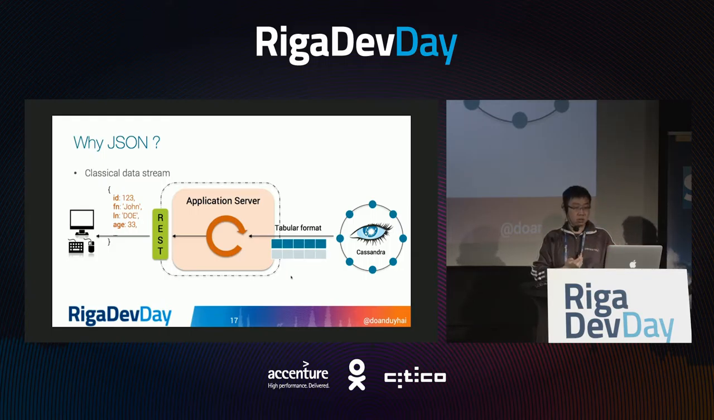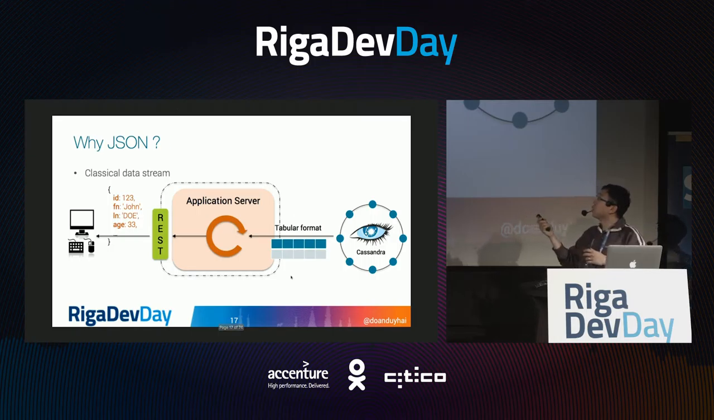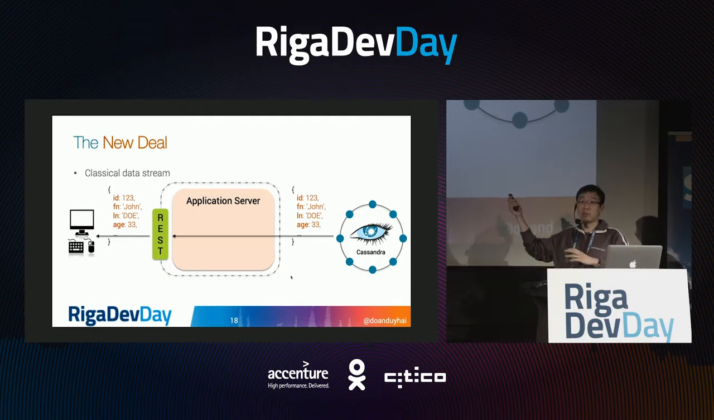Now with JSON support, instead of answering with a tabular format, Cassandra can format your data as JSON directly. So you remove this transformation step.